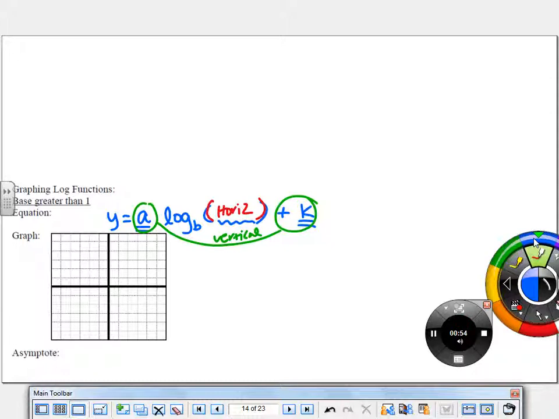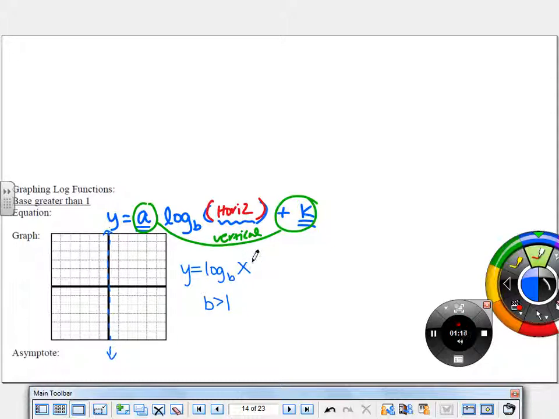the parent function looks like. So the parent function we're going to be graphing, just like with exponentials, is just a log with a base and then x. But this is specifically when the base is bigger than 1, so if it's base 2 or something like that. What you know is that these graphs are going to have a vertical asymptote at 0, and all the graph is going to be on the right side of it.